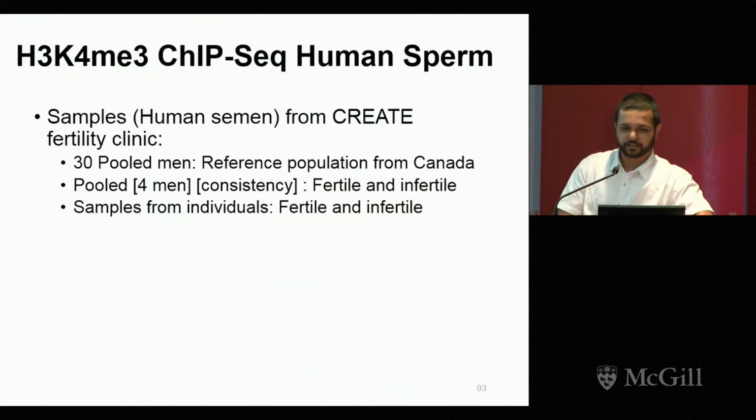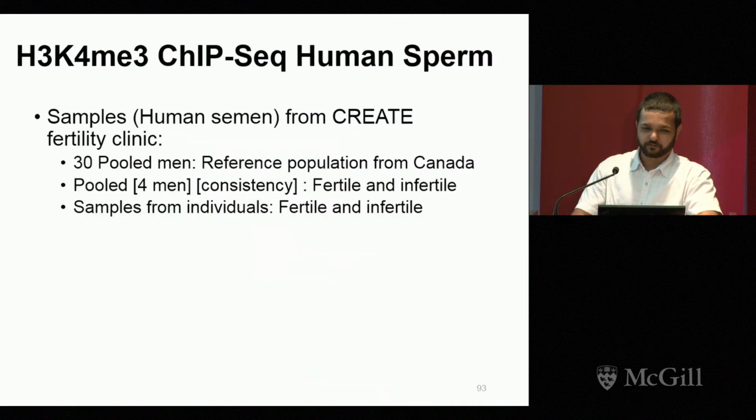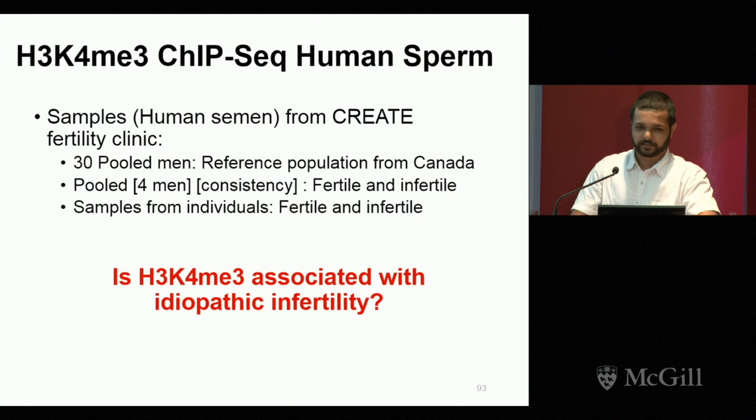So we have sperm ChIP-seq data from semen samples from a fertility clinic, where we have the reference population from Canada, and also samples from fertile and infertile individuals. According to the World Health Organization, there are certain specifications for sperm to be called fertile, and even the infertile samples met all the parameters. Still, the reason for the infertility is unknown, and we are trying to see if we can address this by targeting sperm H3K4 trimethyl. So the question we are asking is whether H3K4 trimethyl is associated with idiopathic infertility.